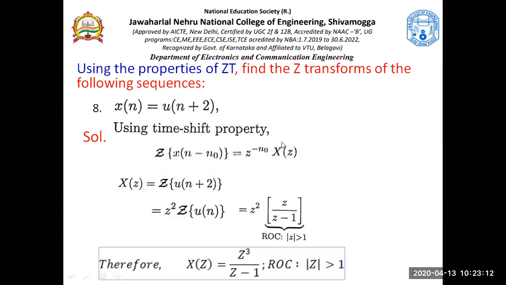Hope you have understood. If you solve the problem yourself, you'll understand. But yes, you need to be good with the properties and the transforms of the standard sequences. This is the standard sequence transform of U of n. The standard sequence is U of n, and the transform of that is z by z minus 1, and the ROC of that is z greater than 1. Let's see the next problem.